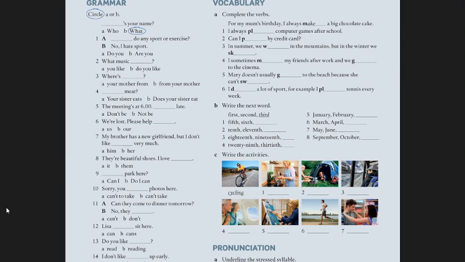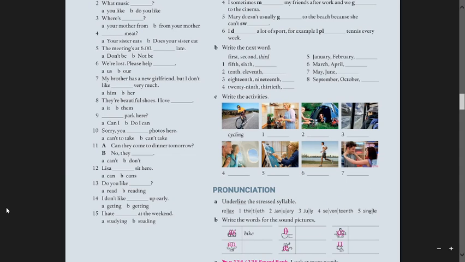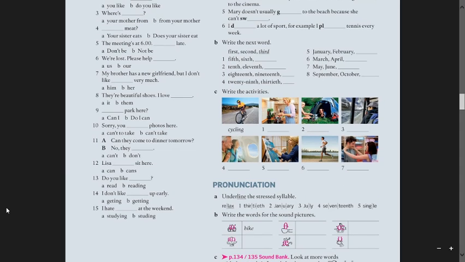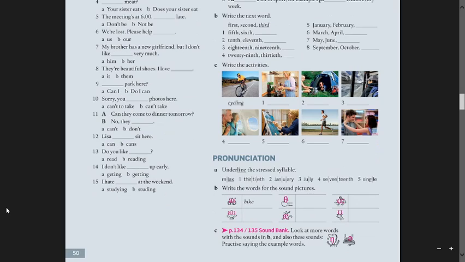And in activity C, you have to write the activities, okay? So you have a picture and you have to write the activity that that picture is representing, okay? And you have number one, the first one is an example, cycling. That is vocabulary. Then in the pronunciation part, you have to underline the stressed syllable.